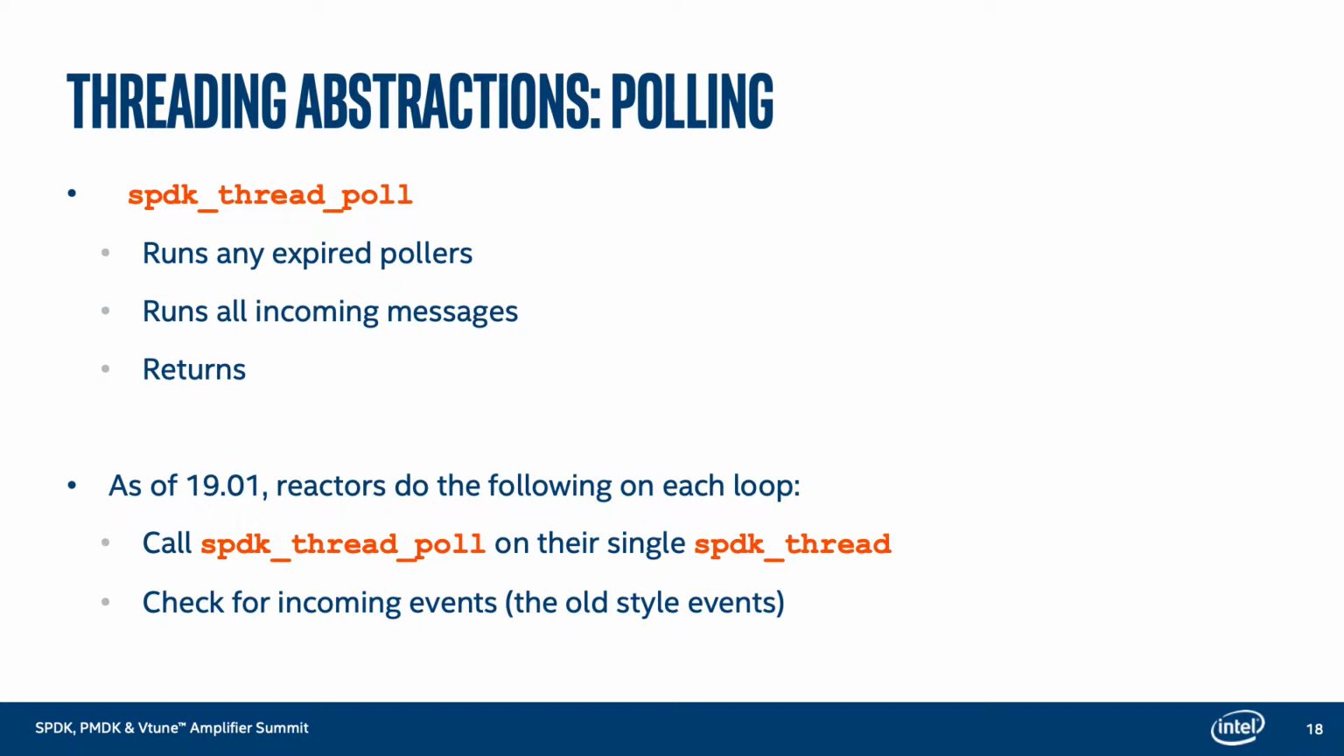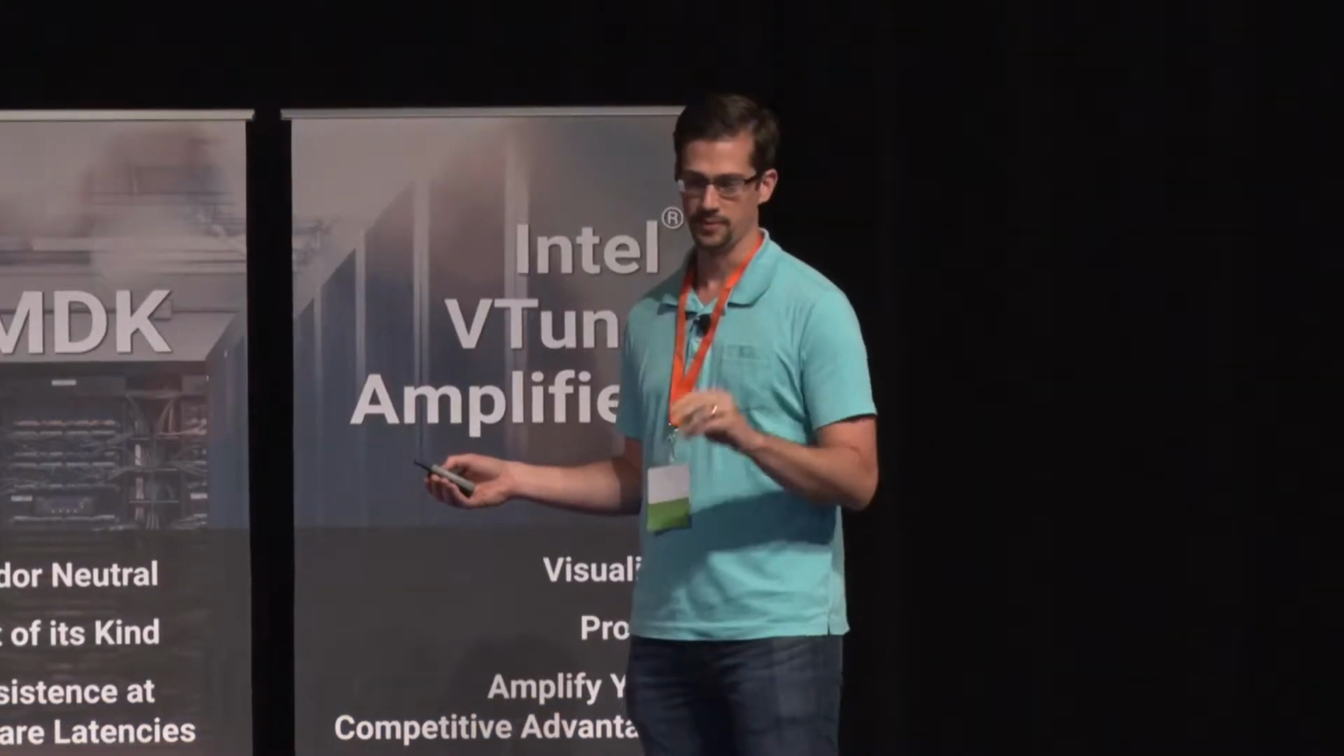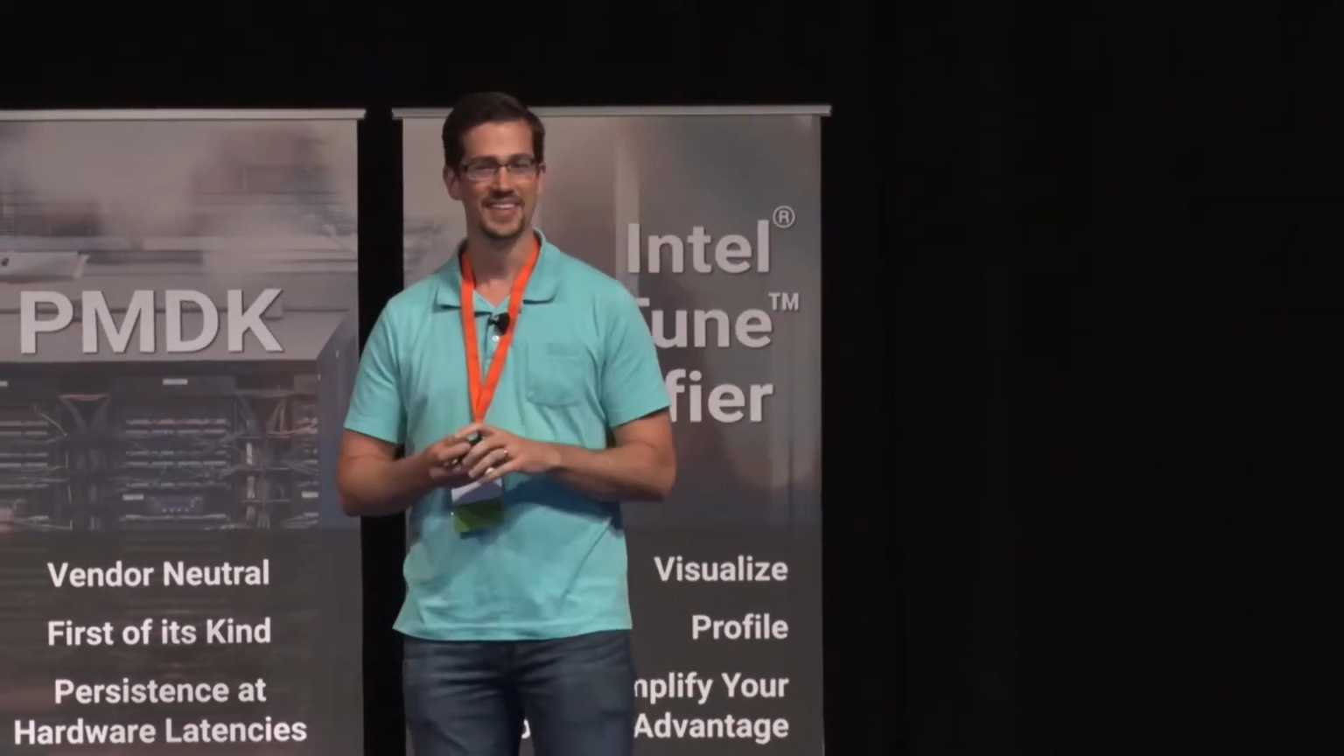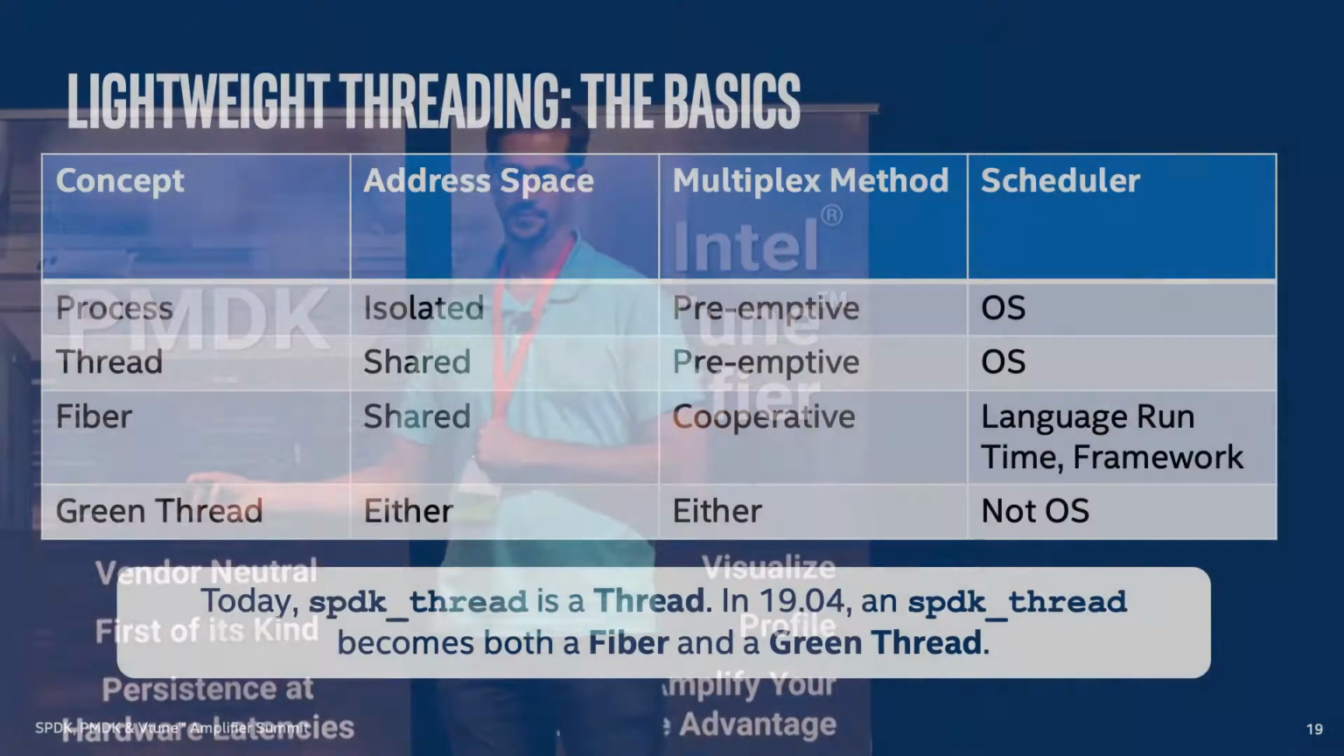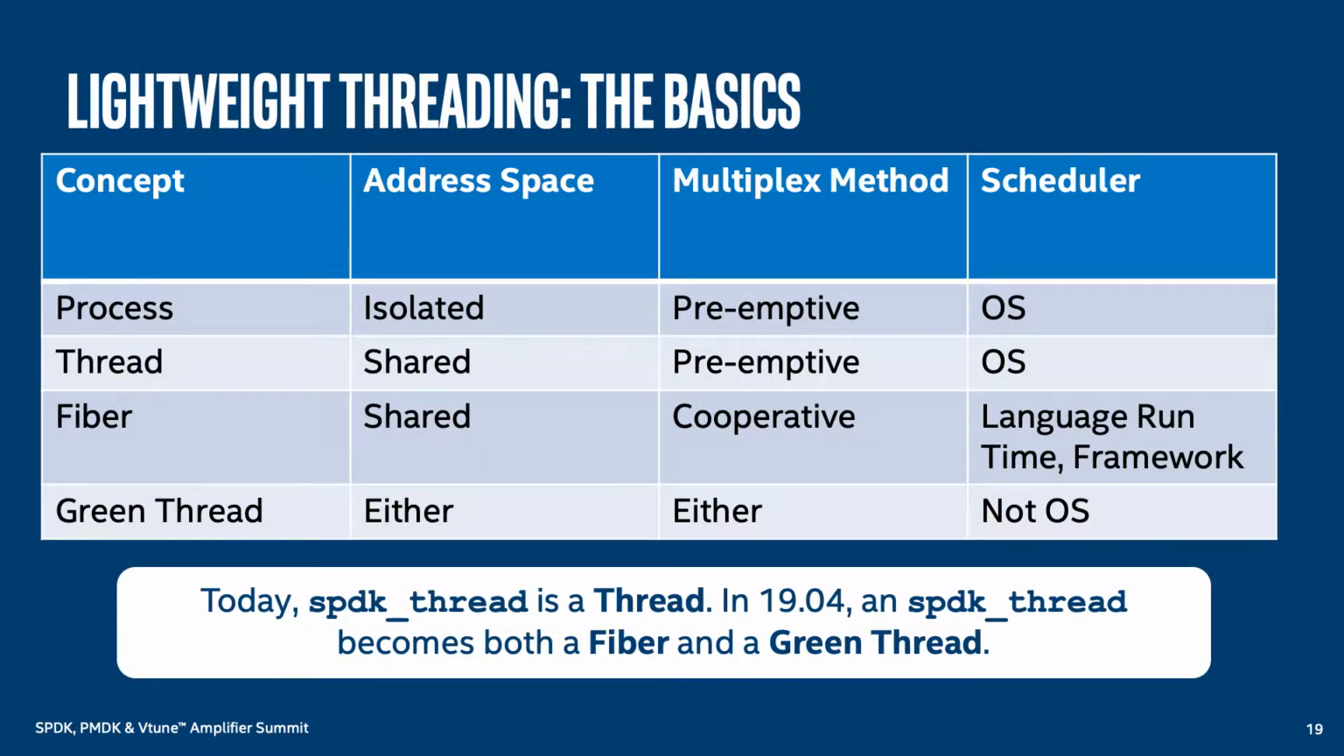Then we changed our reactor implementation to simply have a single local SPDK thread and, in a tight while loop, call SPDK thread poll. It also happens to check for the old style events, but that will become an internal implementation detail shortly. That's just for people who are looking in the code saying, you only call poll in the loop, you were not telling the truth. So it is doing more, but that's an implementation detail. OK, that's sort of where we're at with 19.01.